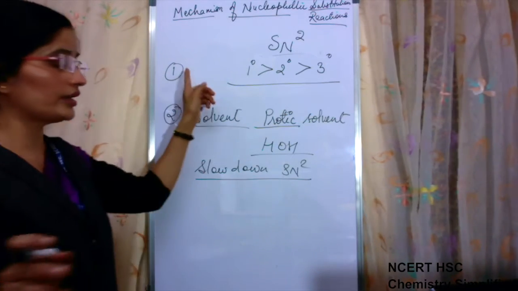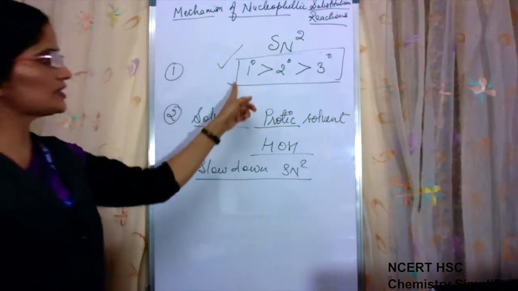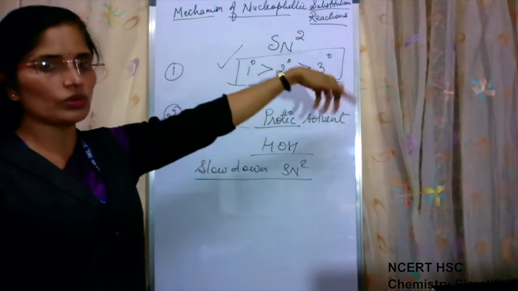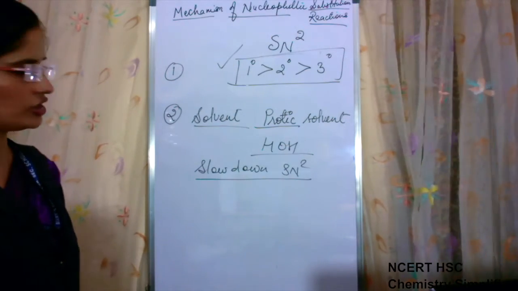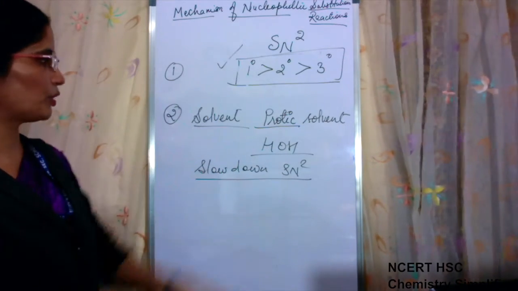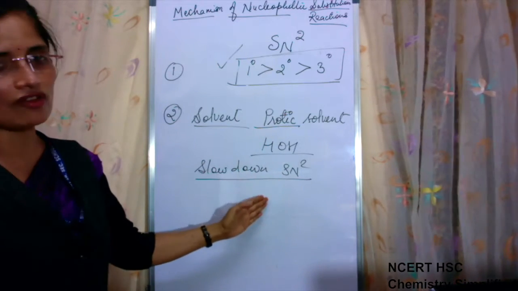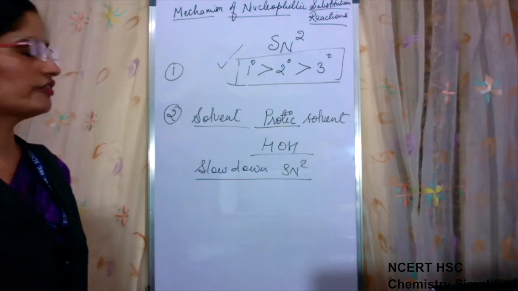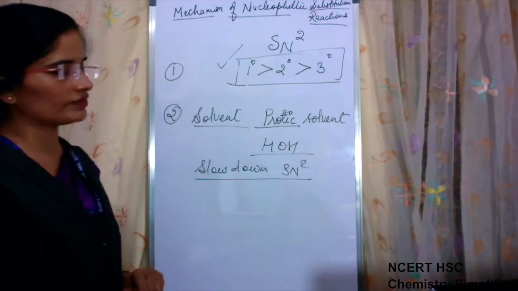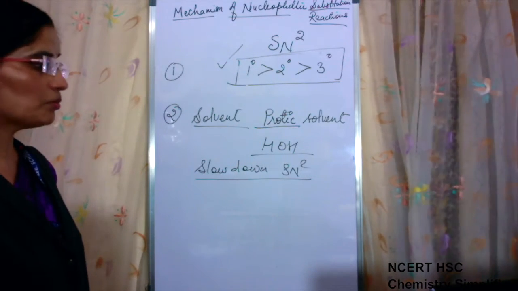So if a protic solvent is there, it will slow down the SN2 mechanism, but it is not a very important factor. Only focus on this, very important, because every year there is a question on this order: 1 degree, 2 degree, 3 degree for SN2, and then next will come for SN1 also. The solvent slows down the SN2 reaction because of H bonding with the nucleophile. The nucleophile forms an H bond, and because of that it is not able to react with the 1 degree or 2 degree alkyl halide molecule.